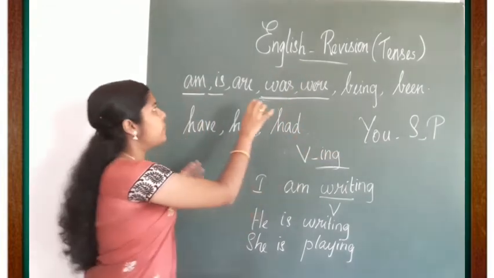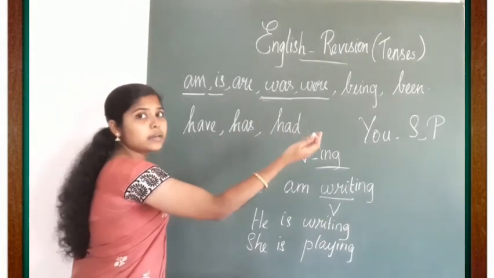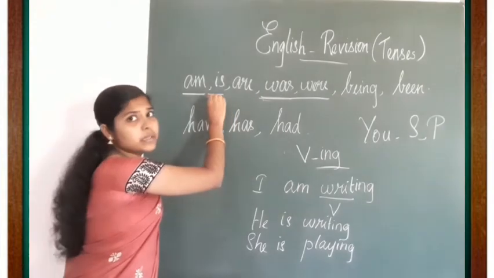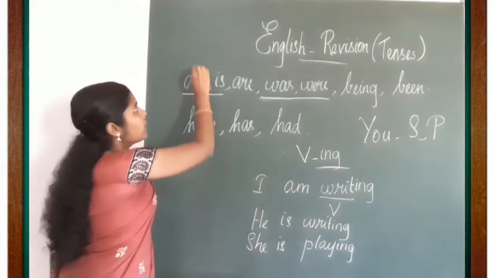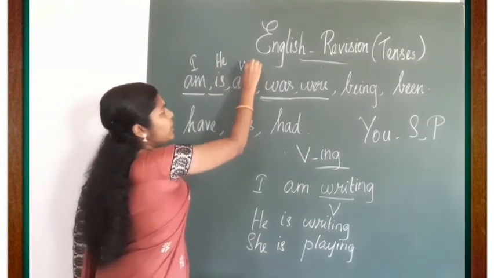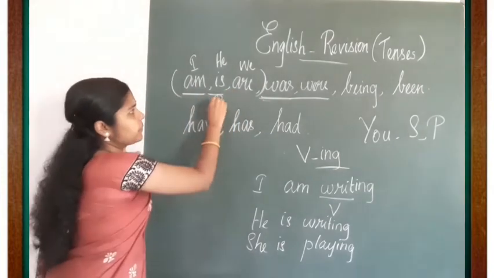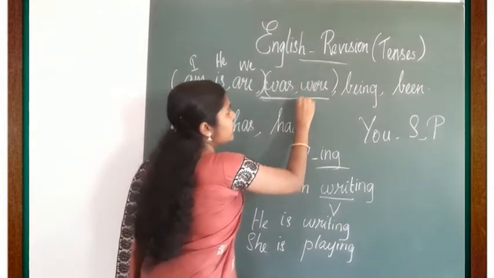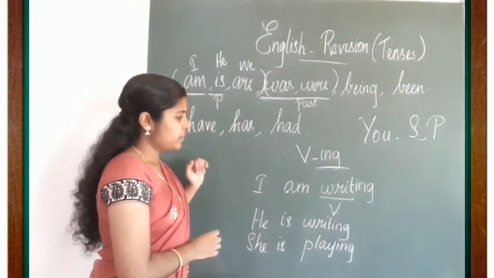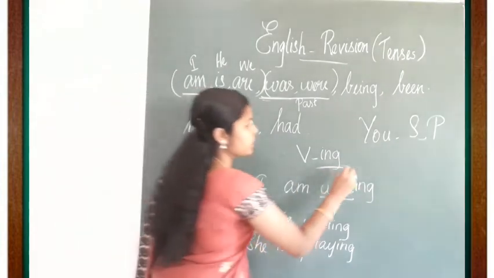For present, we have to use am, is, are. You are playing. He is playing. I am playing. He is speaking. We are listening. This is for present. Was and were is for past. Is that clear, students? So give an example for past continuous.